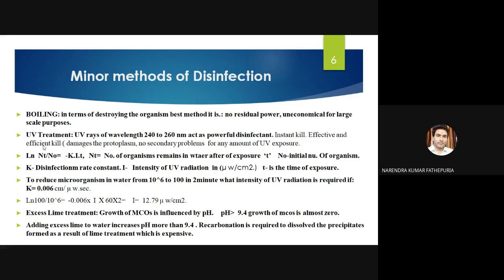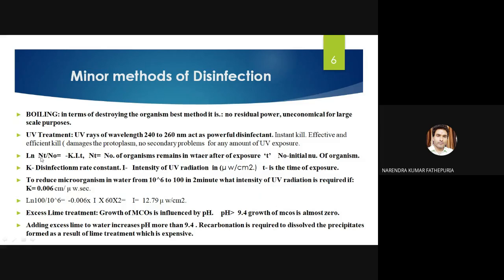Among the methods of disinfection, as I told you, boiling is a very common method. In terms of destroying organisms it is the best method, but it has no residual power and is not economical for large-scale purposes. UV treatment: UV rays of wavelength 240 to 260 nanometers act as a powerful disinfectant. Instant killing, effective and efficient, damages the protoplasm, with no secondary problems for any amount of UV exposure. Not much space is required for UV treatment, so it is very effective.